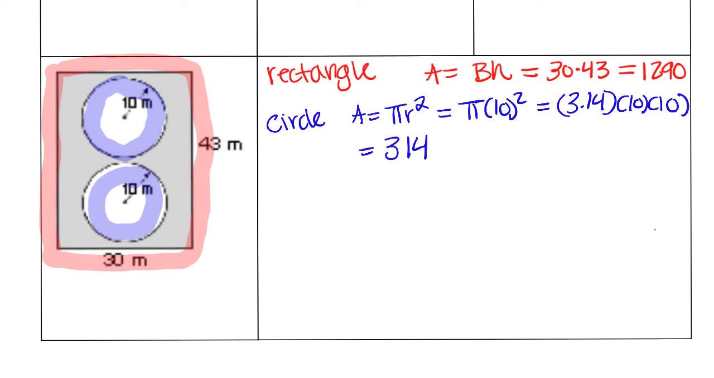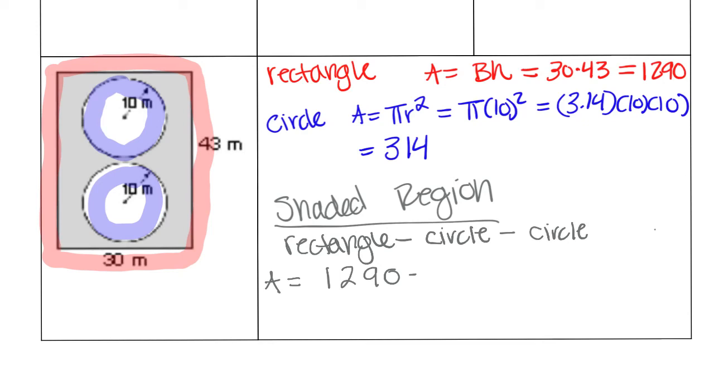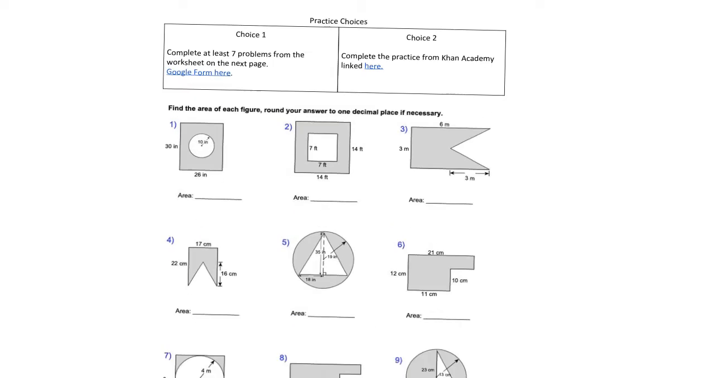Okay, and then for the shaded region, I'm going to take that bigger shape, the rectangle, minus the circle, minus the circle, because there's two circles in there. So my area is 1,290 for the rectangle minus 314 for one circle and 314 for another circle, which gives me 662 square meters.